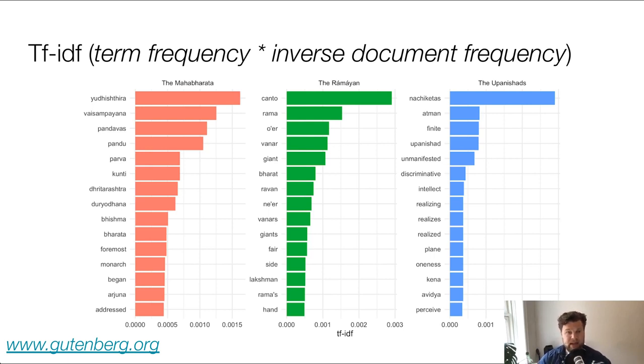And then I did a Tf-idf analysis on single terms in these texts. And you can see, for example, that it seems that Atman is a much more important word in the Upanishads compared to the others. Pandavas is much more important in the Mahabharata than the others. I guess there's a big difference there, and so on.